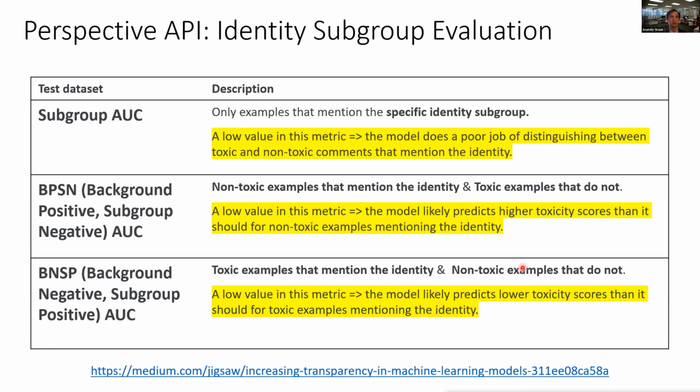To do that, they subdivided their training and evaluation datasets into 3 groups. One they call subgroup AUC, where they included only examples that mention the specific identity subgroups. And we already talked about AUC values. So an AUC value generally summarizes how well a machine learning model works. And so a low value in this metric for this group will indicate that the model does a poor job of distinguishing between toxic and non-toxic comments that mention the identity group.